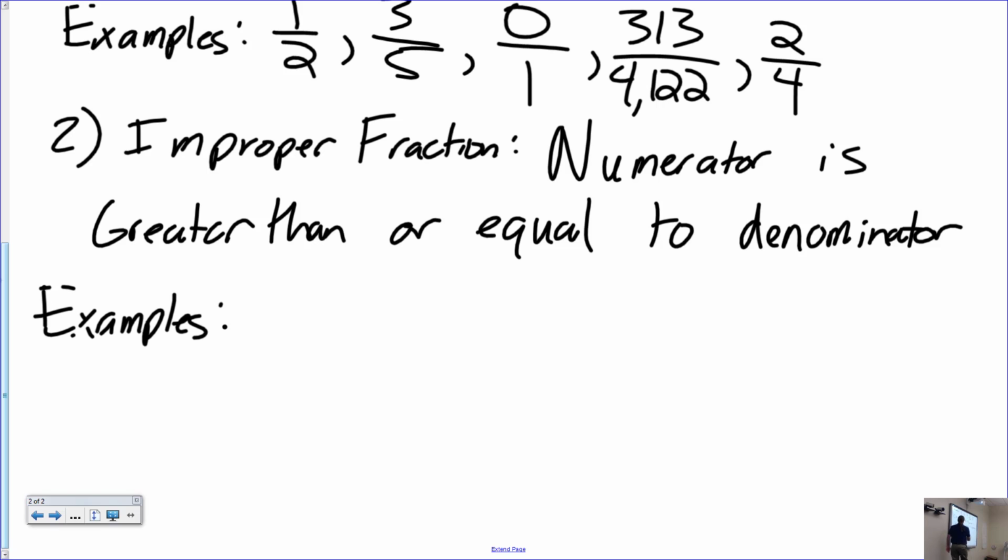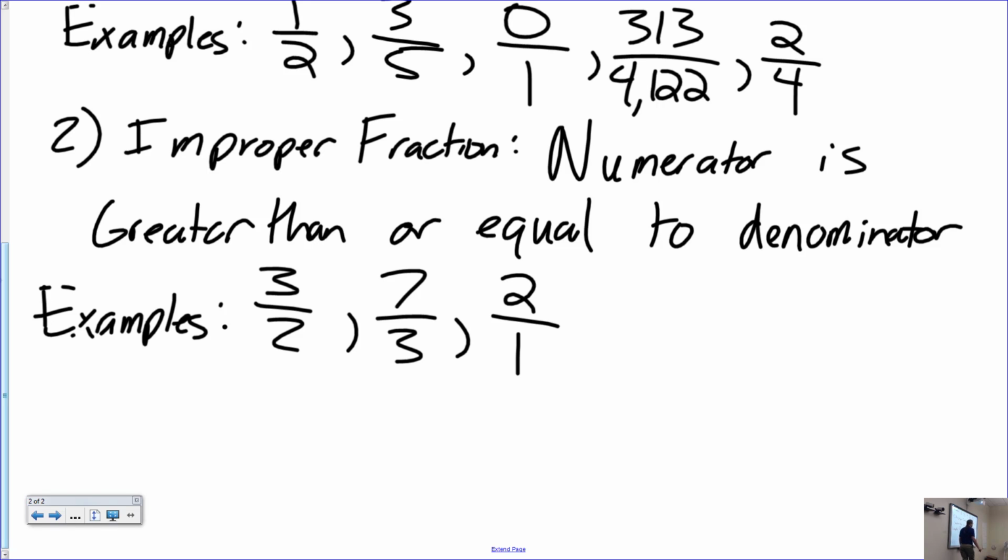And examples are, any number where the numerator is greater than or equal to the denominator is perfectly okay. You can have stuff like 7/3, or you can have 2/1. There's nothing wrong with these sorts of things. And again, folks, there's nothing wrong with an improper fraction. All right? And in fact, there are times where I will tell you I would prefer an improper fraction.